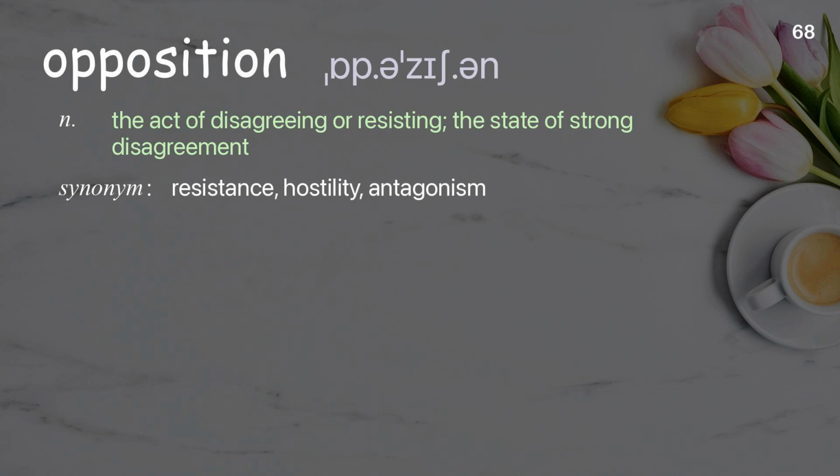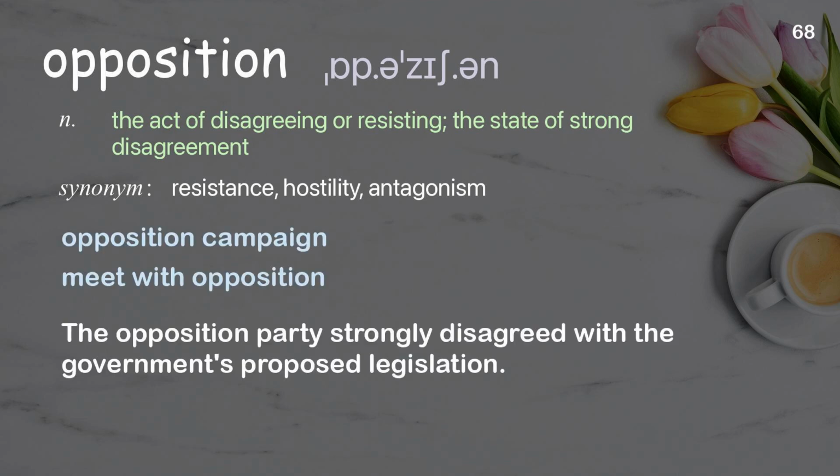Opposition: the act of disagreeing or resisting, the state of strong disagreement. Examples: opposition campaign. Meet with opposition. The opposition party strongly disagreed with the government's proposed legislation.